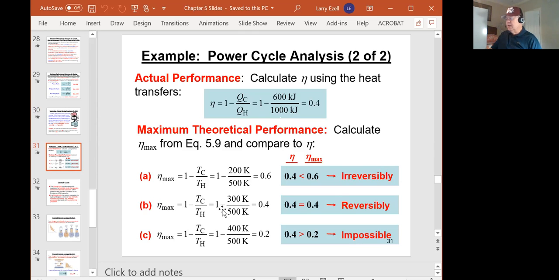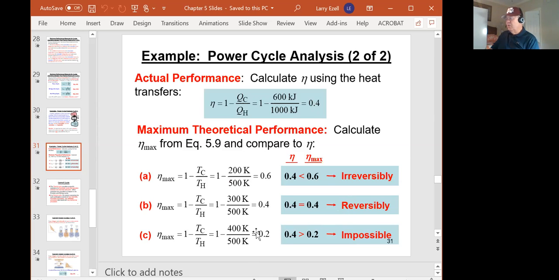So let's calculate the maximum, or the Carnot, or the reversible efficiency. All these mean the same thing. 40%, 0.4. And we've got 0.4. So that is a reversible process. It's possible, quite unlikely, but according to our criteria, it is reversible. It is possible.